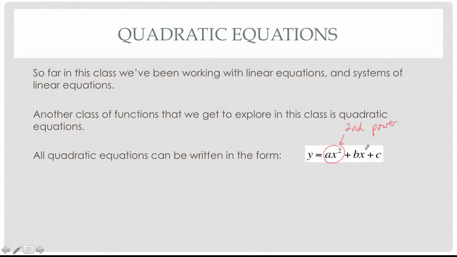Notice there's an x to the first power, and then there's still a constant term. We can have those, but we don't necessarily have to have those. But we have to have an x to the second power to be considered quadratic.